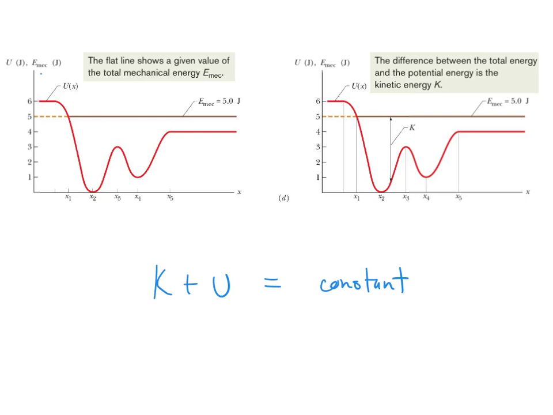So as a result, we know that the gap between the total energy line and the potential energy line is always going to yield how much kinetic energy we have. Okay? And again, this constant is really E mechanical. That's what it really is. The total mechanical energy in the system. Now let's mark a couple points here and take a look at some things.